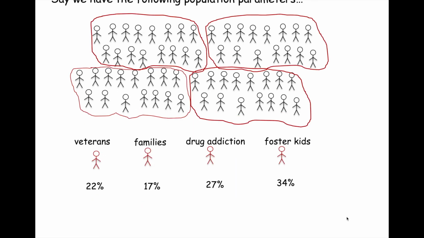But nonetheless, we have these four subgroups. And let's just, for the sake of our example, imagine that from the homeless population, you went out, you did some study, you did a lot of sampling over a number of years, and you figured out from your calculation that the veteran portion is 22% of the homeless population, 17% of the homeless population are families, 27% struggling with drug addiction, and let's say 34%, the remainder, are aged out foster kids. Let's just assume that these values are true for the sake of our simulation of this hierarchical population.